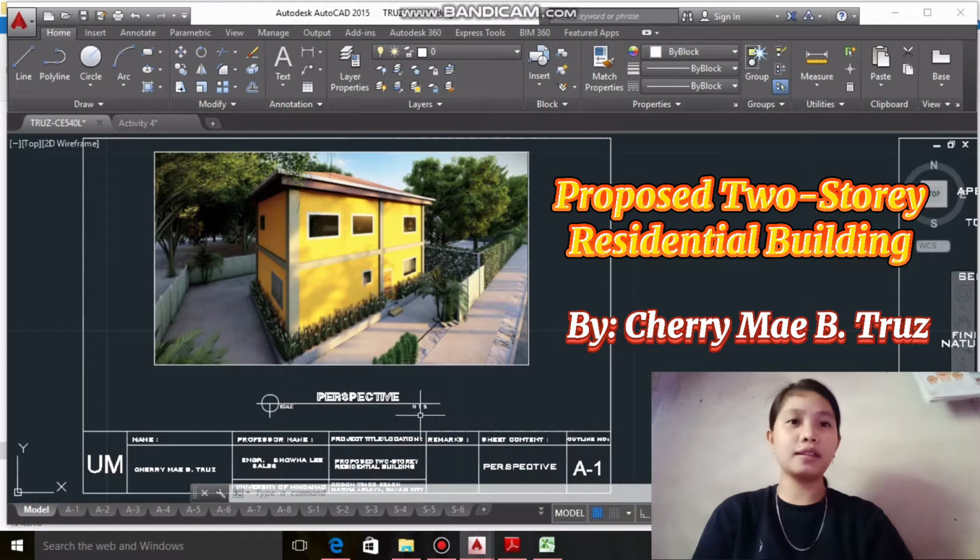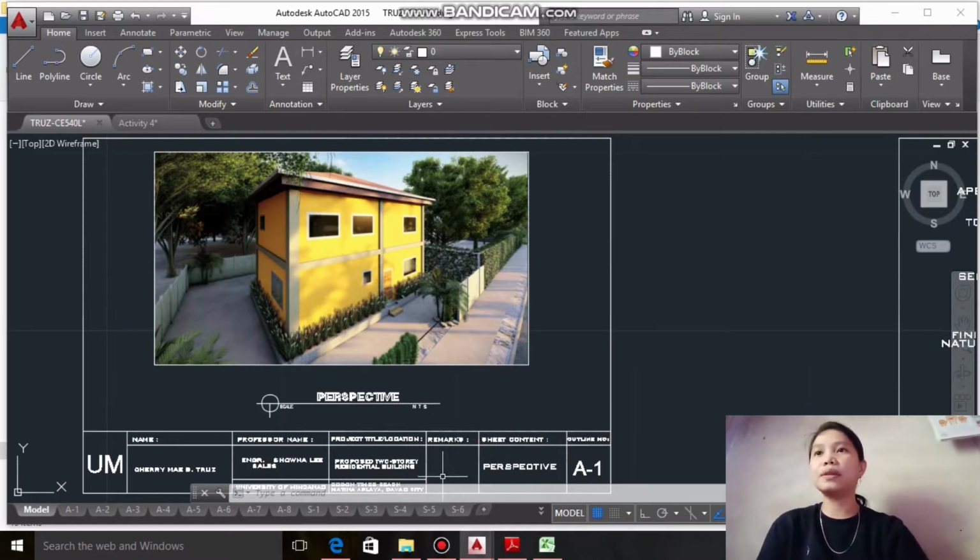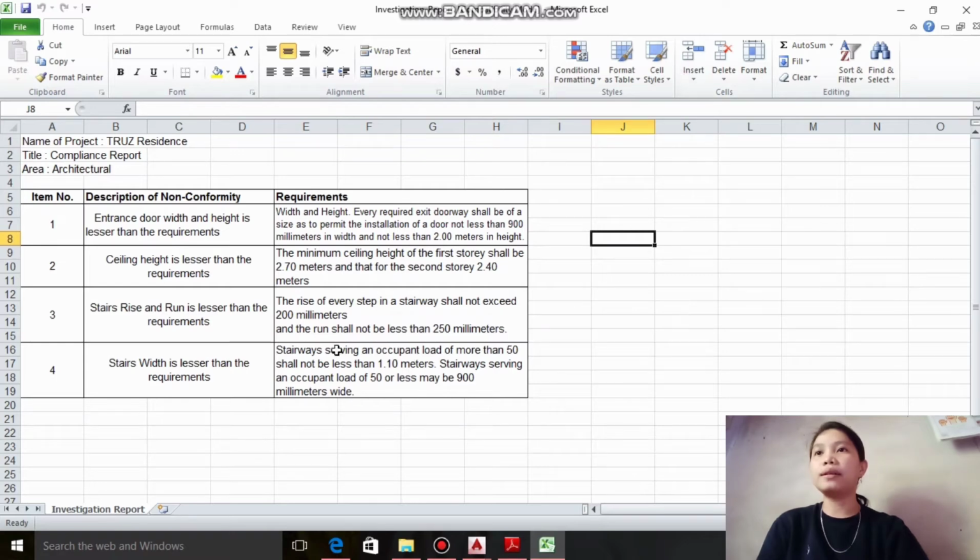I'm presenting my OJT proposal, my two-story residential building. So first is Activity 1, the description of non-conformity. First is the entrance door width and height is lesser than the requirements.